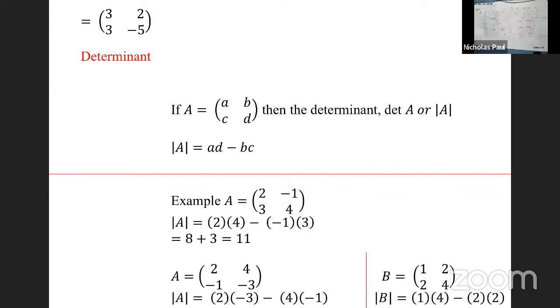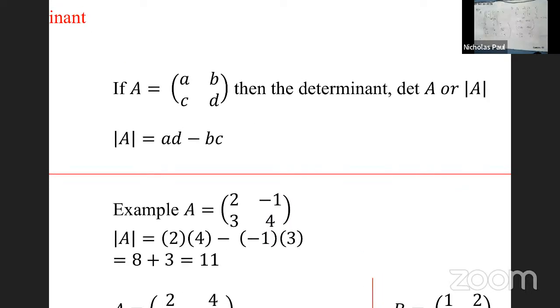Right, determinant. Determinant gives you an idea of the magnitude of the matrix, right? Take a look up here. But at this level, we can only find the determinant for 2 by 2. To find the determinant, which is the magnitude, you multiply A by D, B by C, and subtract the values.